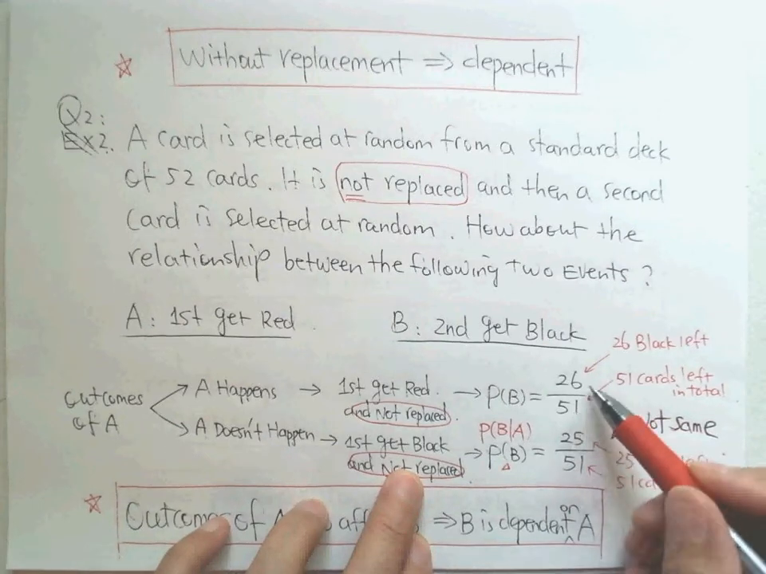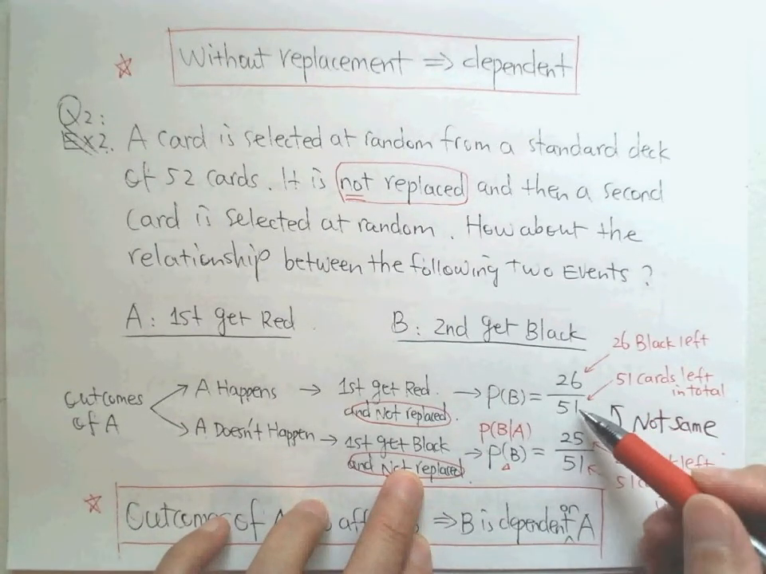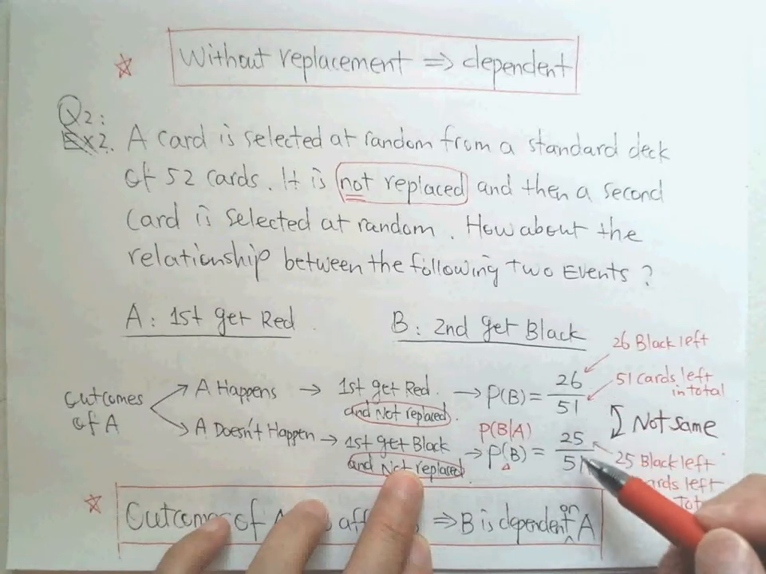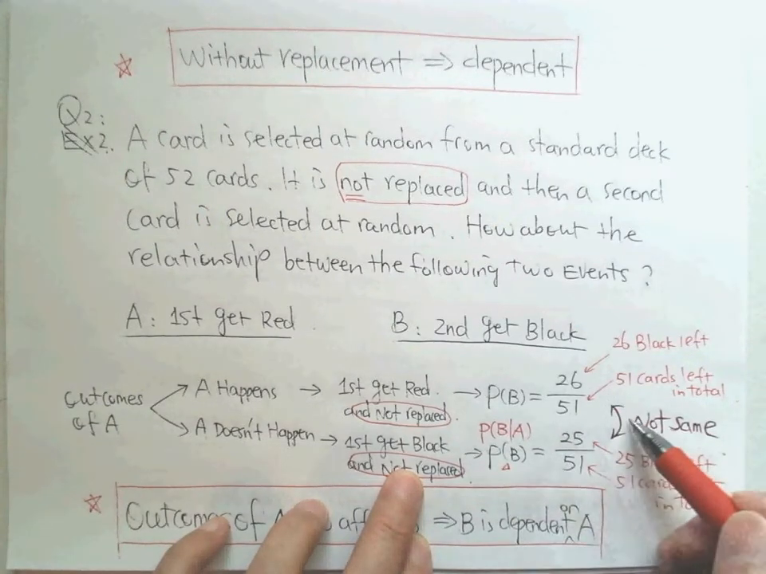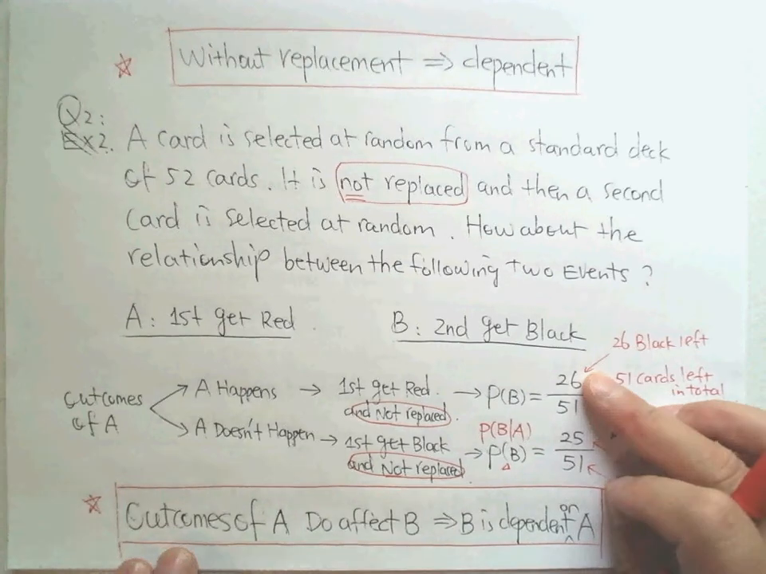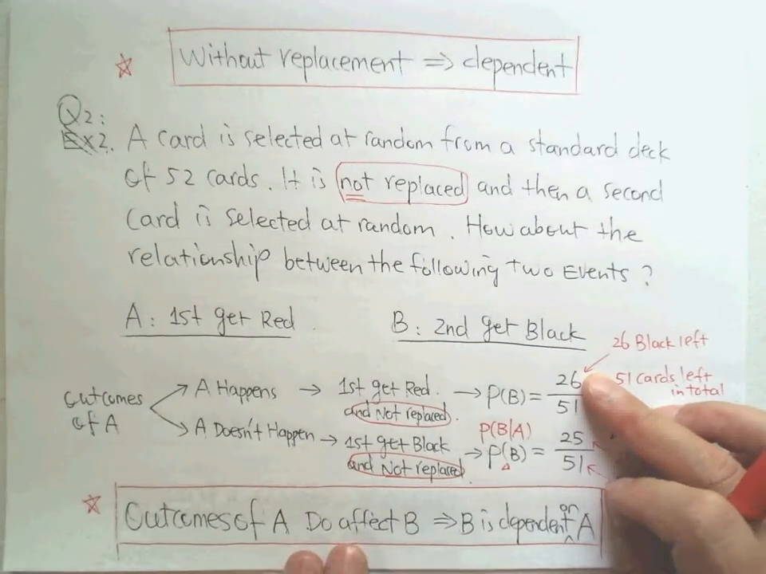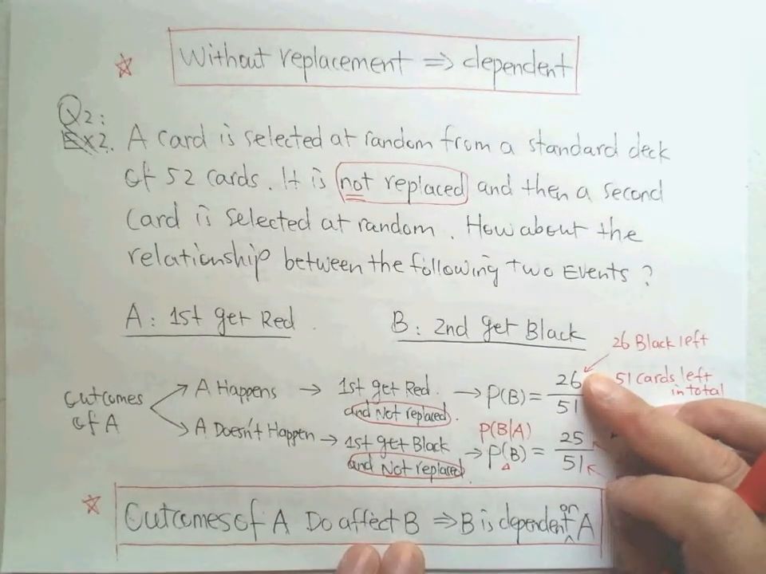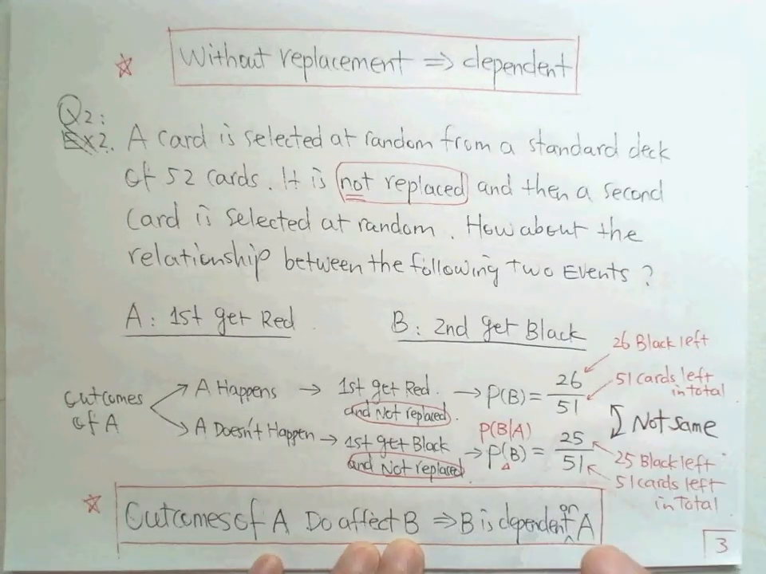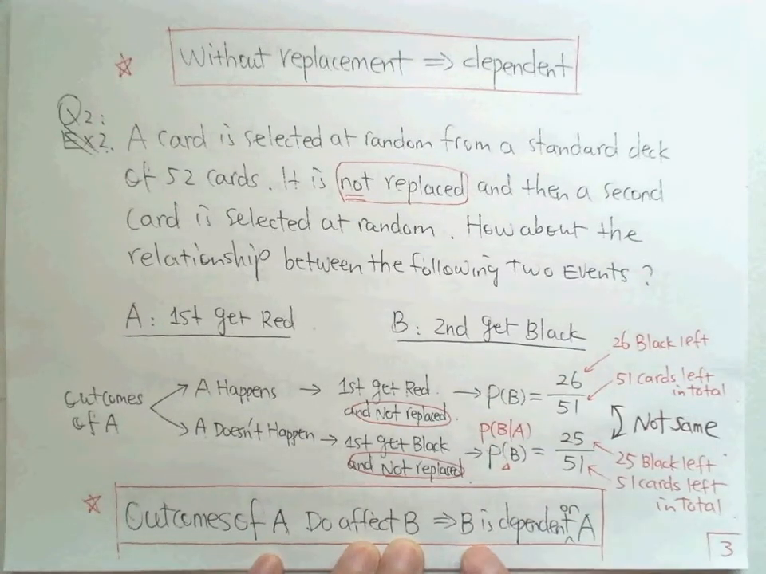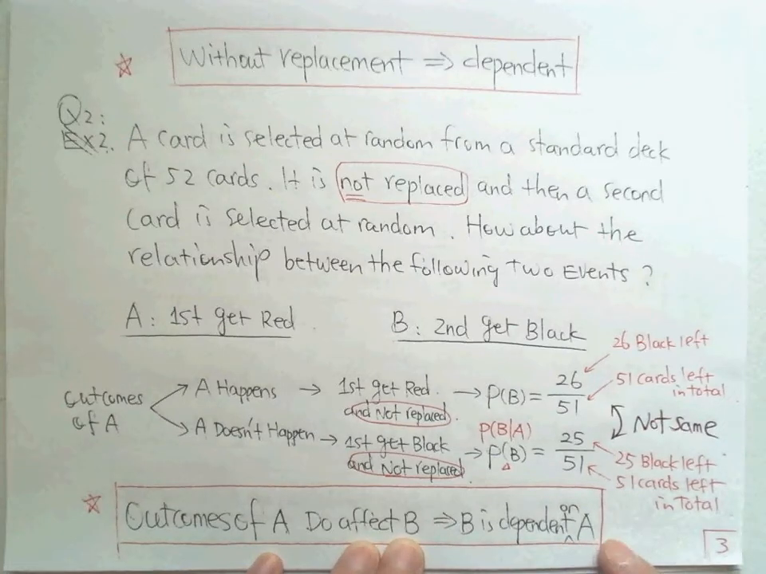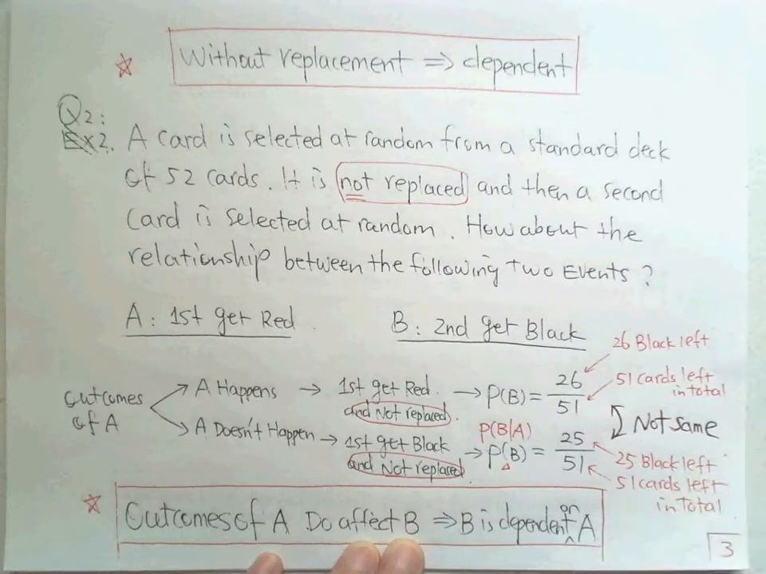So can we compare this probability and that probability? They are different. The denominators are the same, the numerators are different. Therefore, these probabilities are different, not the same. Now we have these results. A happen or not happen definitely affects the probability for B. Outcomes of A do affect the probability of B, right? B depends on A. This time B is dependent on A. This means dependent. A affects B, so B is dependent on A.